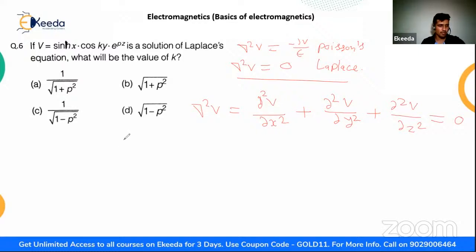So now try and let me know the answer if you can. Otherwise, I will solve it. This is basically sine hyperbolic x, and this is cos, simple trigonometry. This is a hyperbolic function, and this is simple trigonometric. This is exponential.